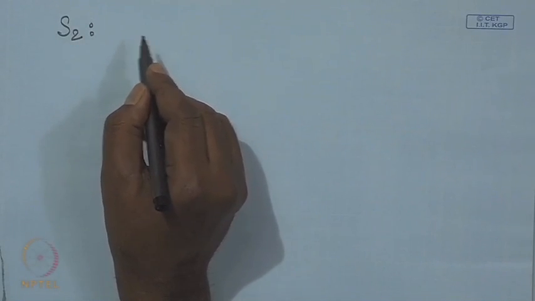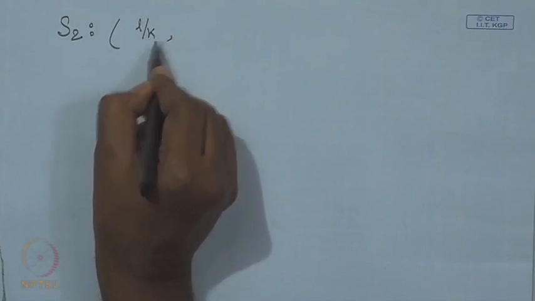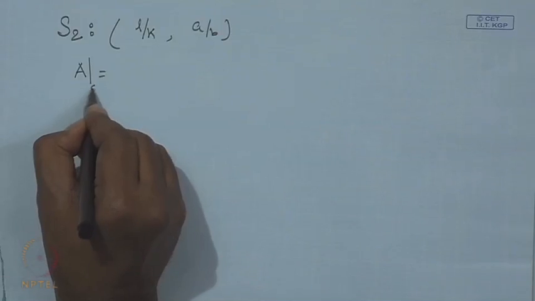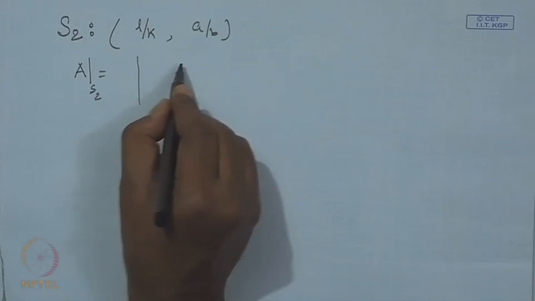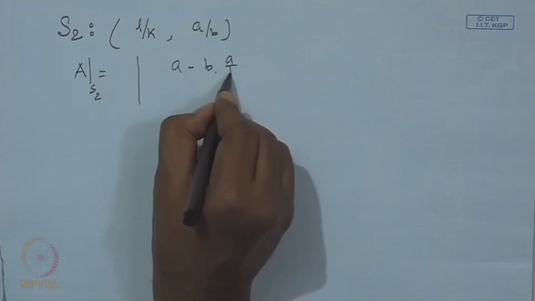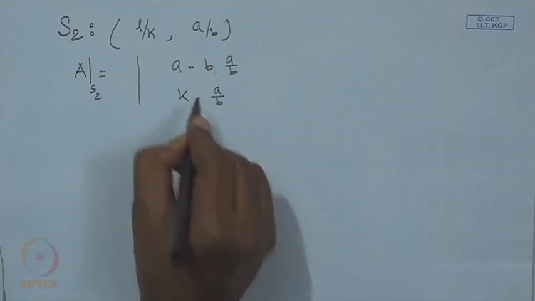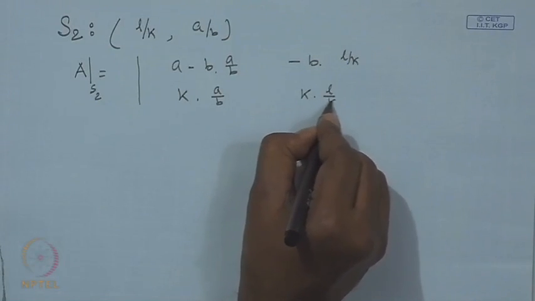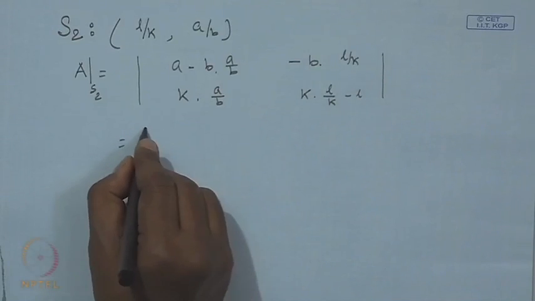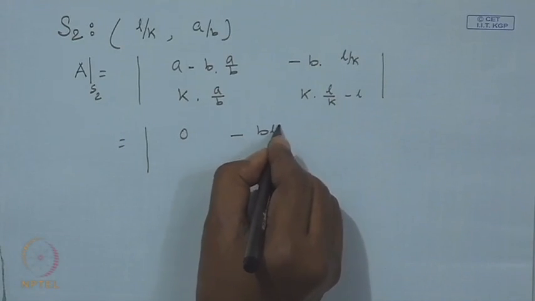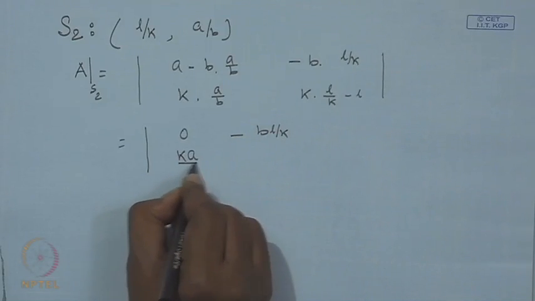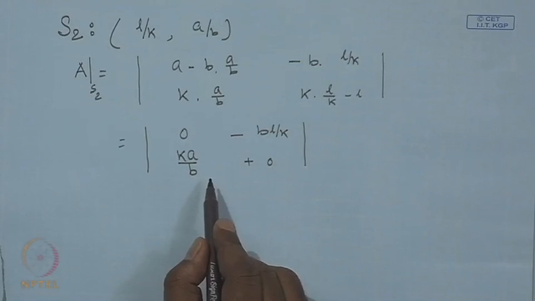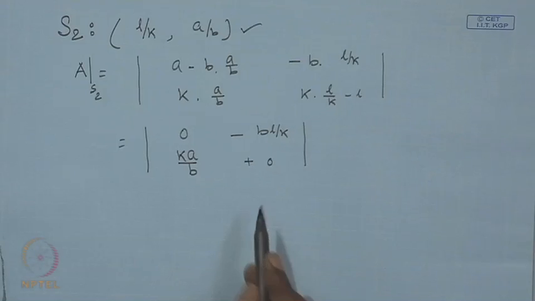We examine the stability of this particular steady state. S2 is L by k and A by b. Evaluate the Jacobian matrix at S2. So, this will be A minus b evaluated at A by b, k into A by b minus b L by k and k multiplied by L by k minus L. So, therefore, this becomes 0, minus b L by k, k A by b, and 0. So, this will be the Jacobian matrix evaluated at the steady state L by k and A by b.